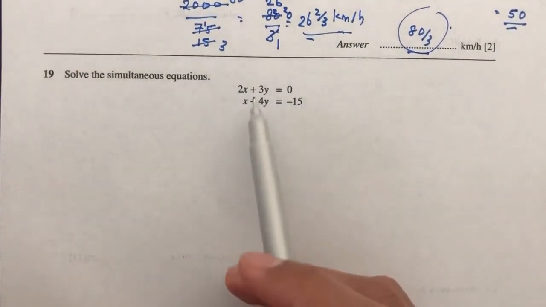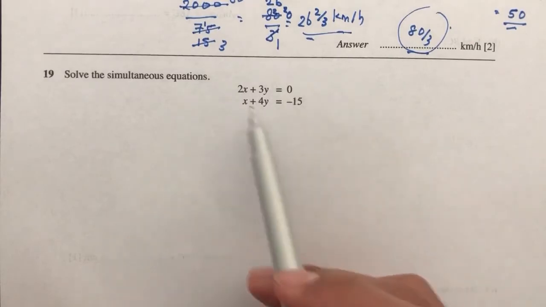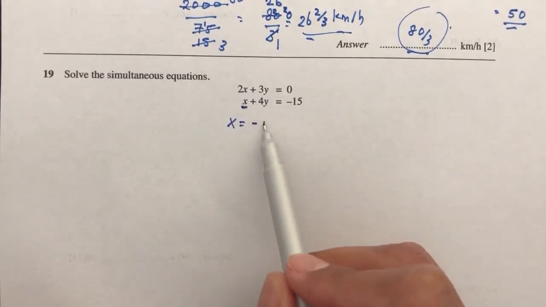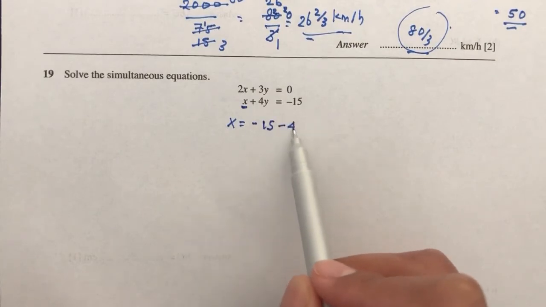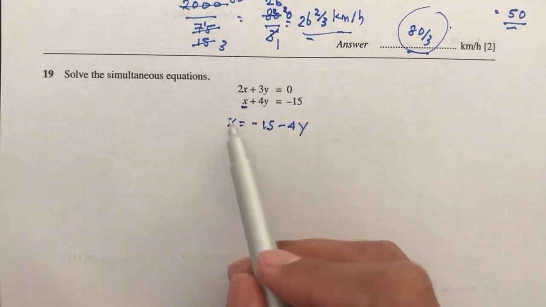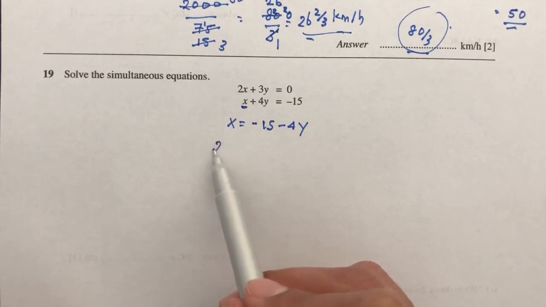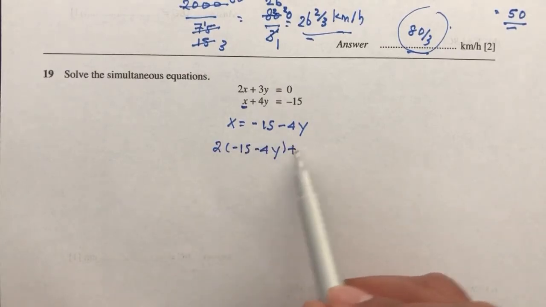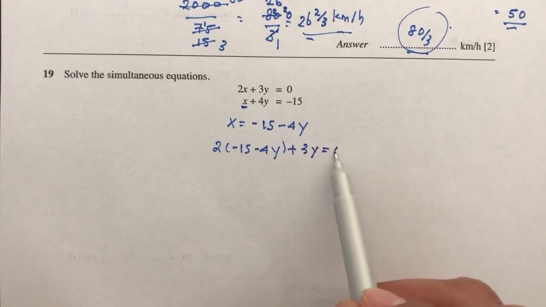Solve the simultaneous equations for these two. So here we have x, so we make x the subject of the formula. x will be minus 15 minus 4y. So we place that in the first equation. We have 2 times (minus 15 minus 4y) plus 3y equal to 0.